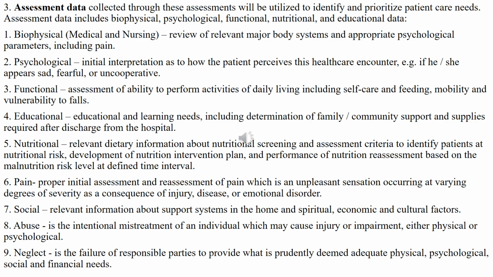Number 3, assessment data collected through the assessment will be utilized to identify and prioritize patient care needs. Assessment data includes biophysical, psychological, functional, nutritional, and educational data as shown.